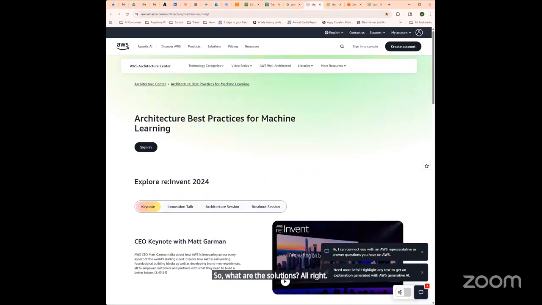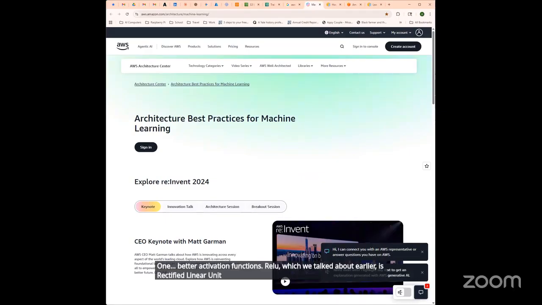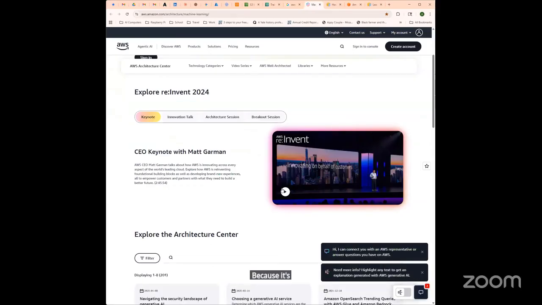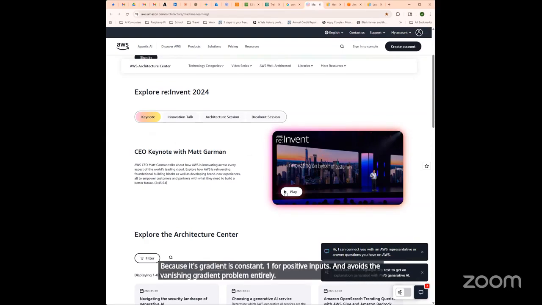One, better activation functions. ReLU, which you talked about earlier, is the rectified linear unit, right? This is the standard activation function in modern deep networks because its gradient is constant, 1 for positive inputs, and avoids the vanishing gradient problem entirely. The formula is simple but effective.